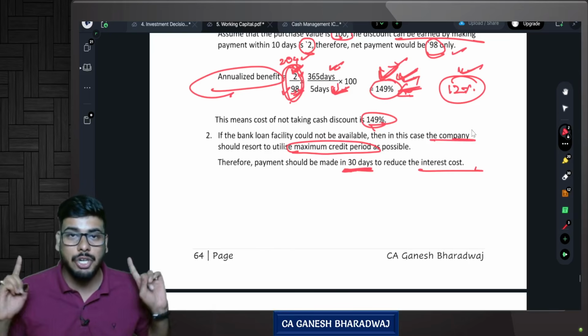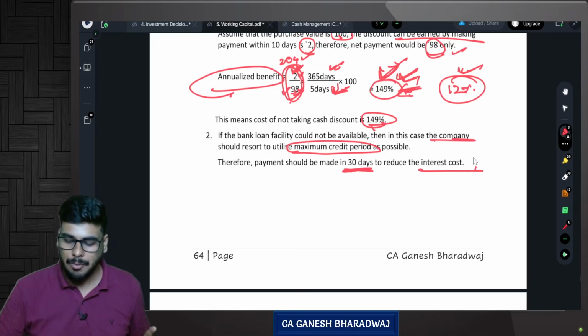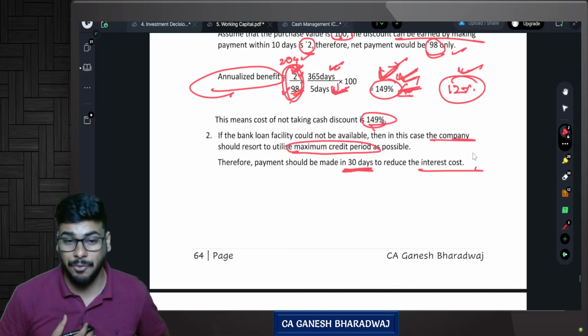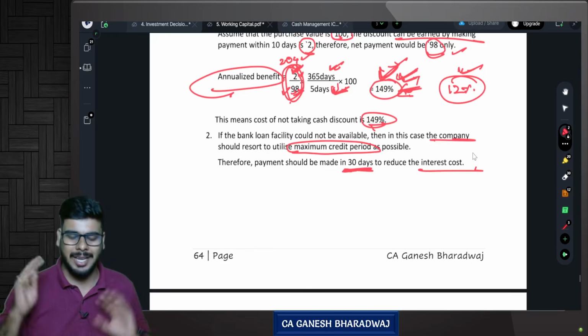Whatever it is, make sure that you are making the payment within 30 days, because your overall interest cost will also be minimum. Of course, the company's goodwill is also at stake. Are you clear with this?